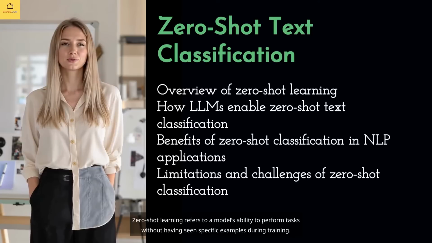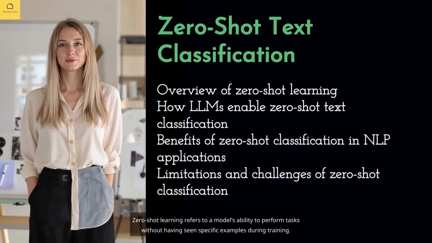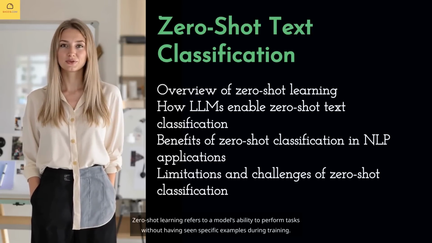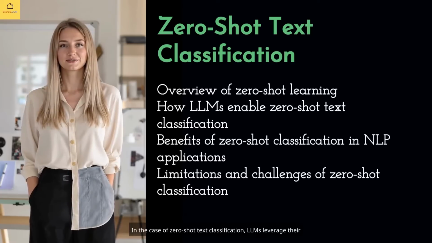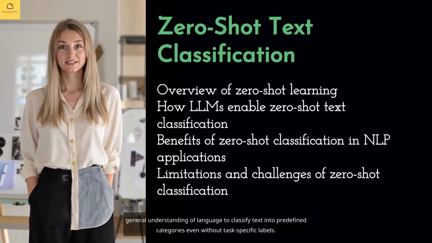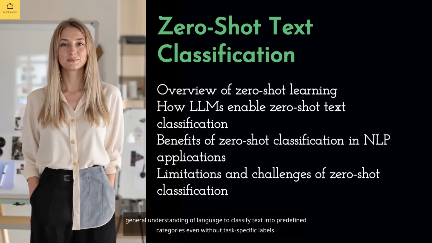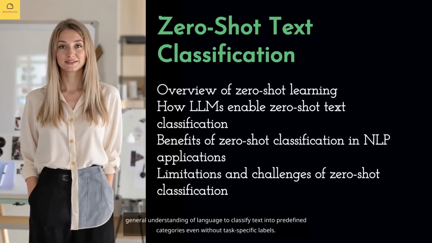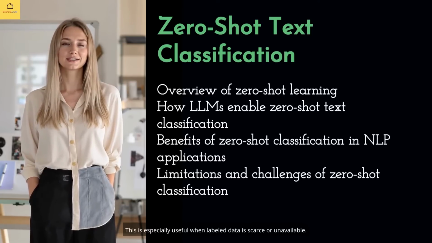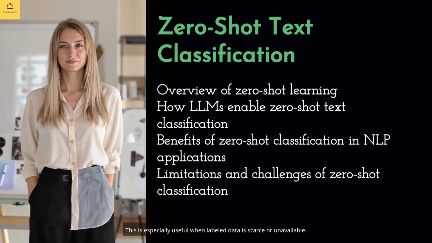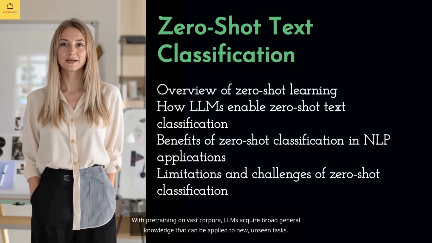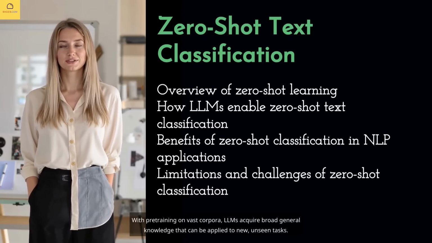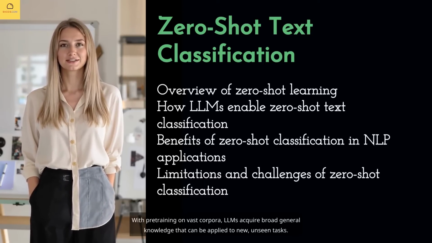Zero-shot learning refers to a model's ability to perform tasks without having seen specific examples during training. In the case of zero-shot text classification, LLMs leverage their general understanding of language to classify text into predefined categories even without task-specific labels. This is especially useful when labeled data is scarce or unavailable. With pre-training on vast corpora, LLMs acquire broad general knowledge that can be applied to new, unseen tasks.